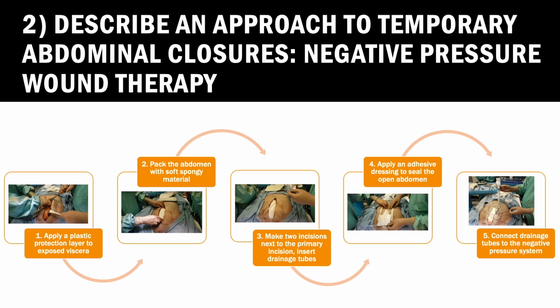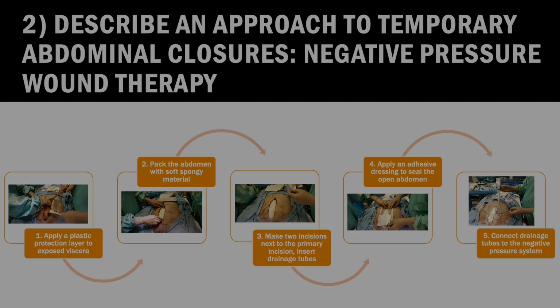1. Apply a plastic protection layer to exposed viscera. 2. Pack the abdomen with soft spongy material. 3. Make 2 incisions 3 to 5 centimeters away from the primary incision. Insert drainage tubes. 4. Place an adhesive dressing on top of the primary incision to create an airtight seal over the open abdomen. 5. Connect drainage tubes to the negative pressure system.